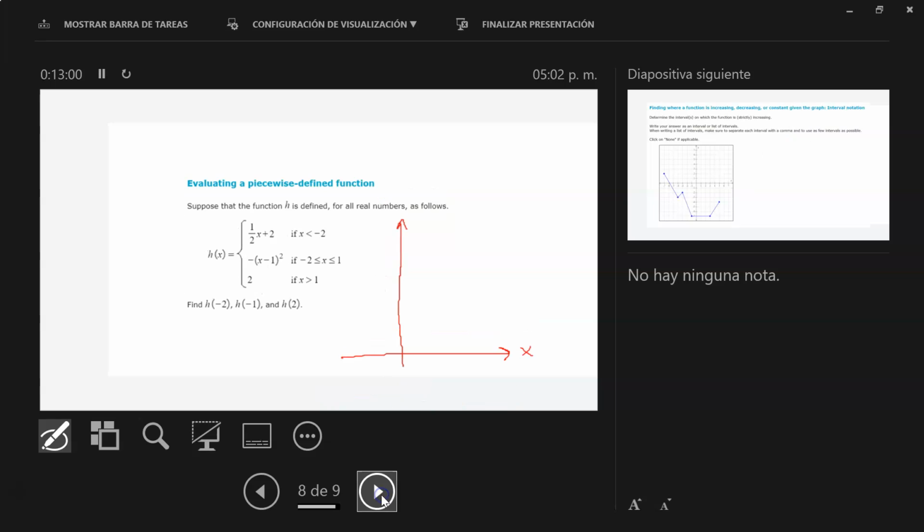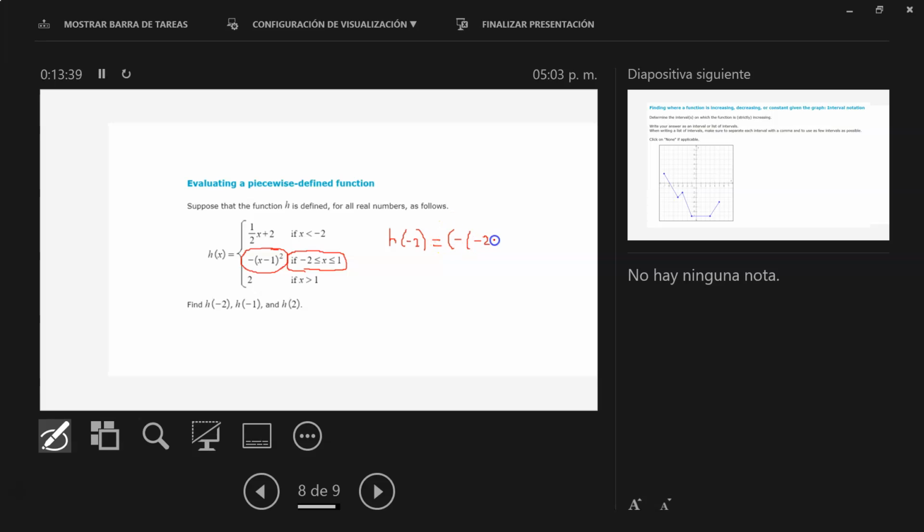Okay, another possibility in this type of exercise is that they are asking you to substitute values. In that case, you don't have to sketch the graph, you just have to substitute. If we are looking for h of -2, we have to pay attention to which of the three rules applies to -2. This is the rule that I'm going to use because it says if x is greater than or equal to -2. So I'm going to use this rule of correspondence and substitute -2.